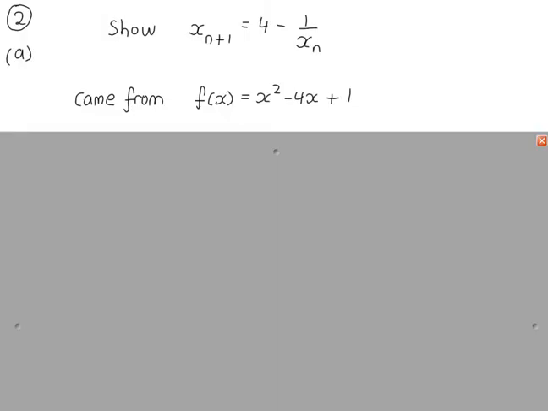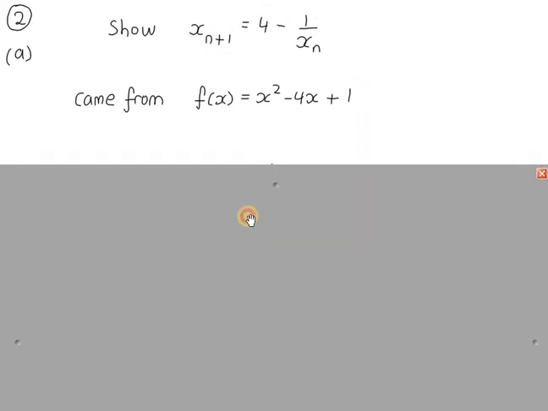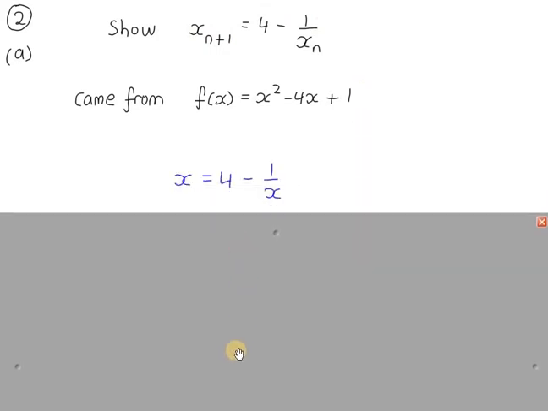Example 2. We have to show that this iteration formula came from this function. Now the easiest way to do this is, instead of rearranging this to try and make this x the subject and seeing how we can get to this, it's better to work in reverse order. So start with the iteration formula, remove the subscript n and n plus 1, and then rearrange this back to this.